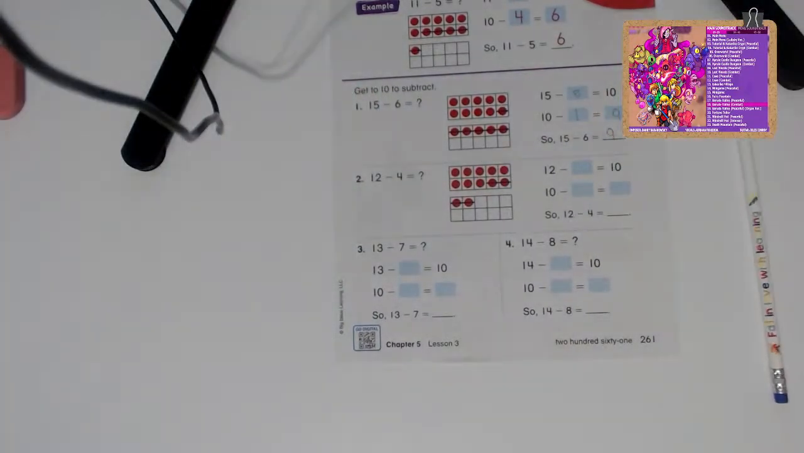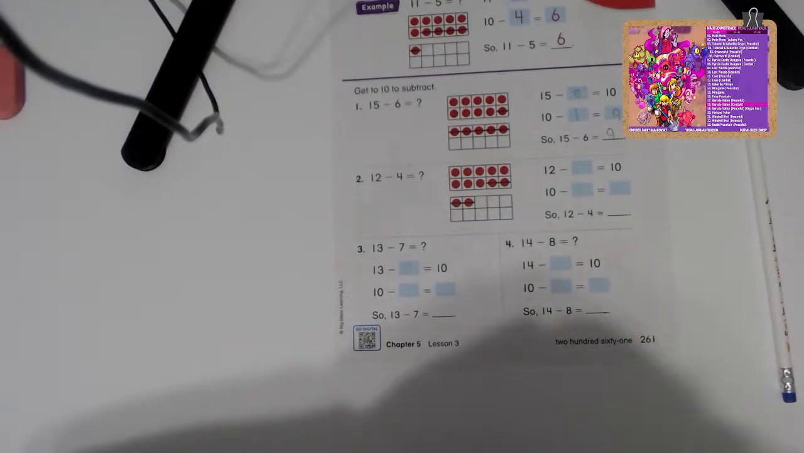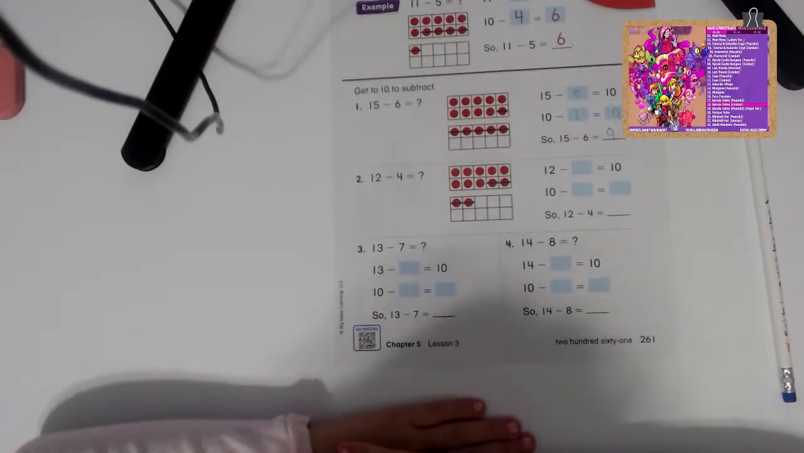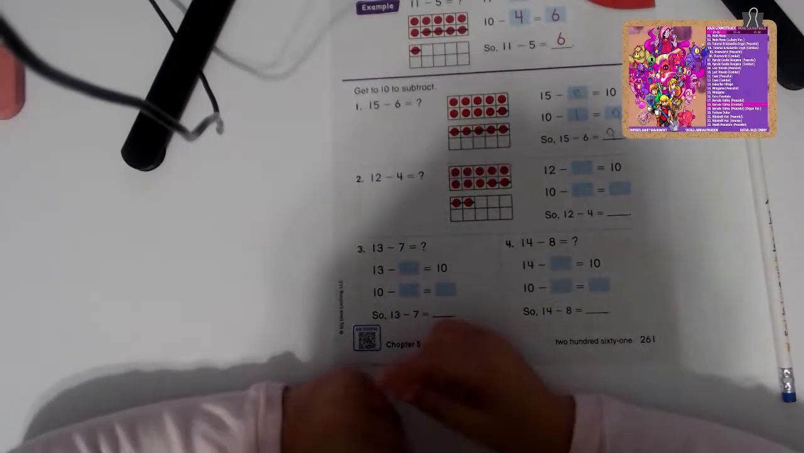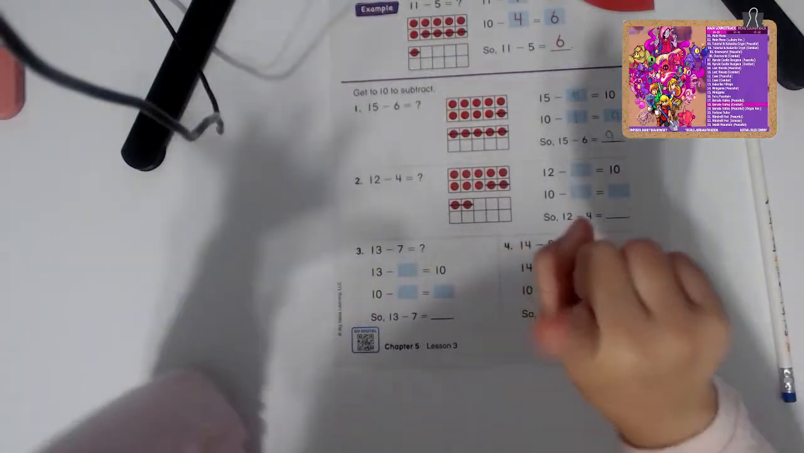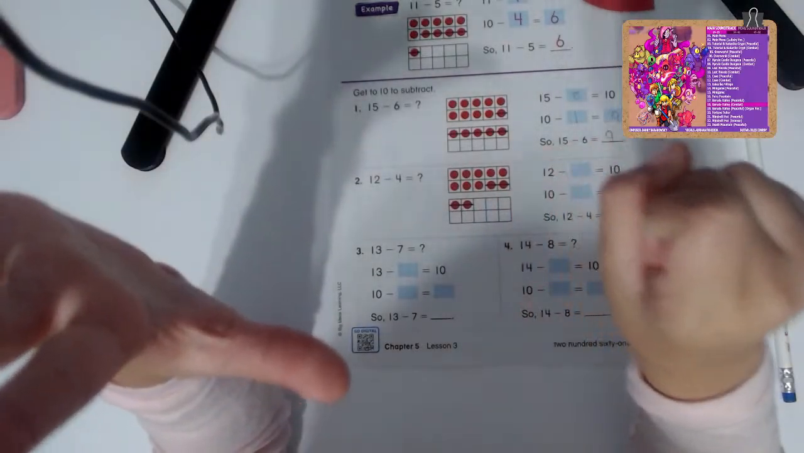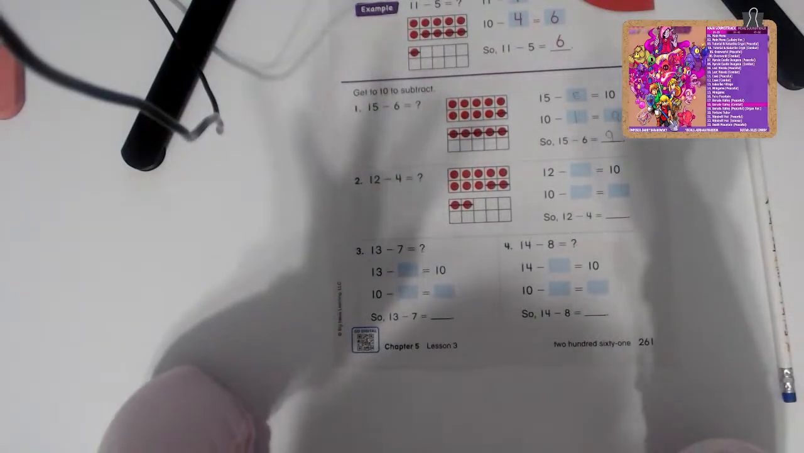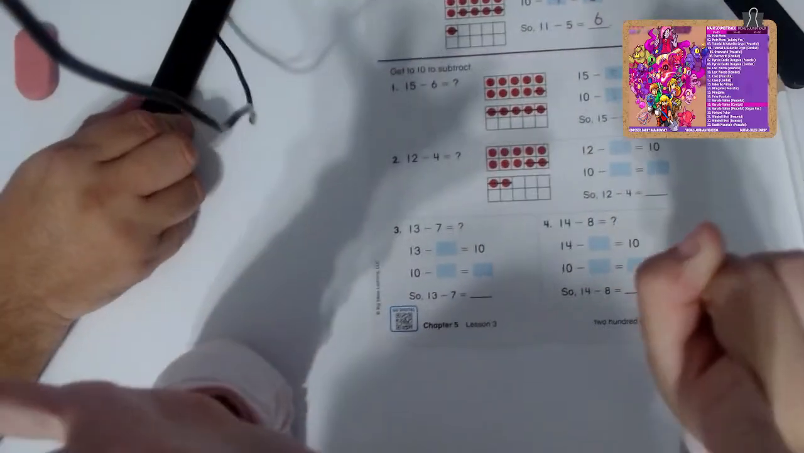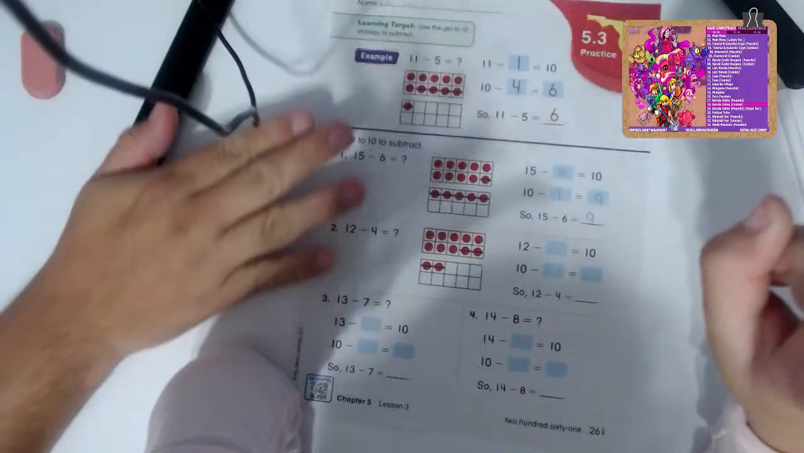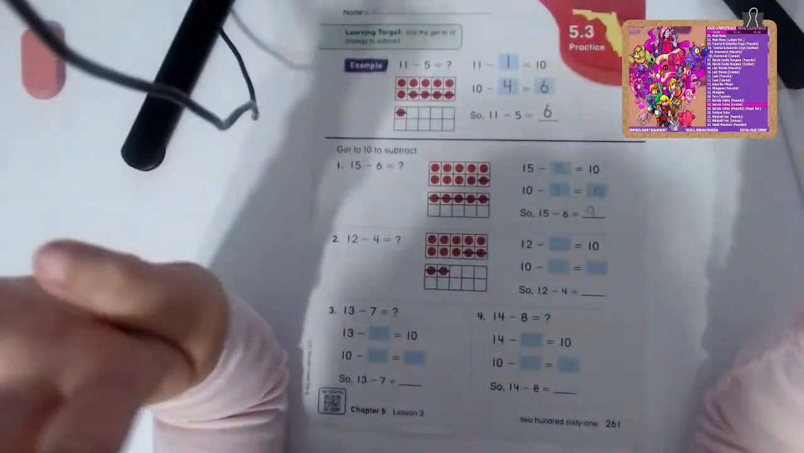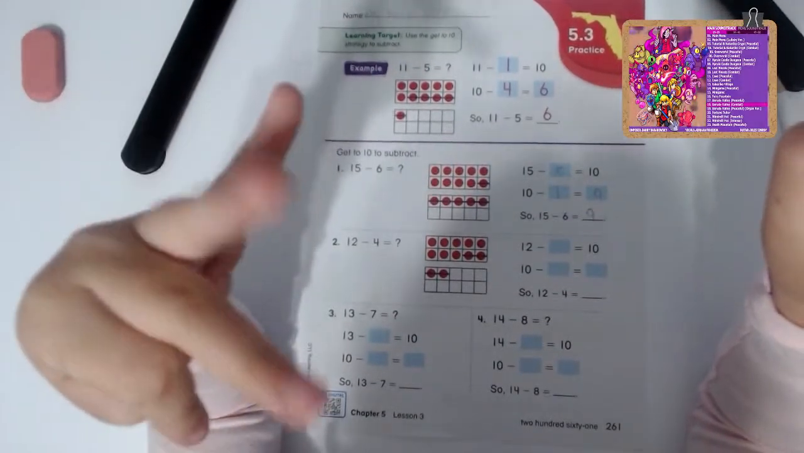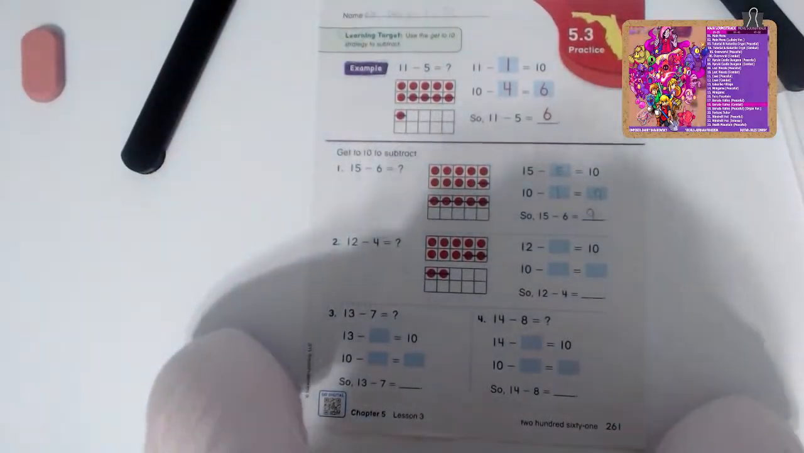Okay, how do we check our work? I'm putting 15 in my head, minus 6. 14, 13, 12, 11, 10, 9. Okay, next one.